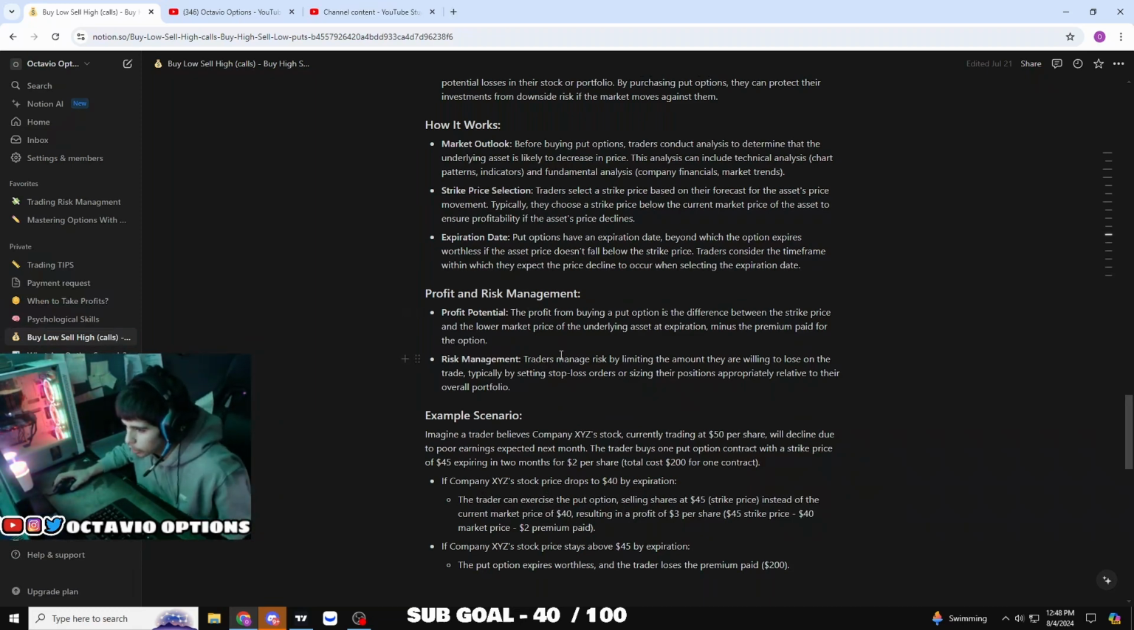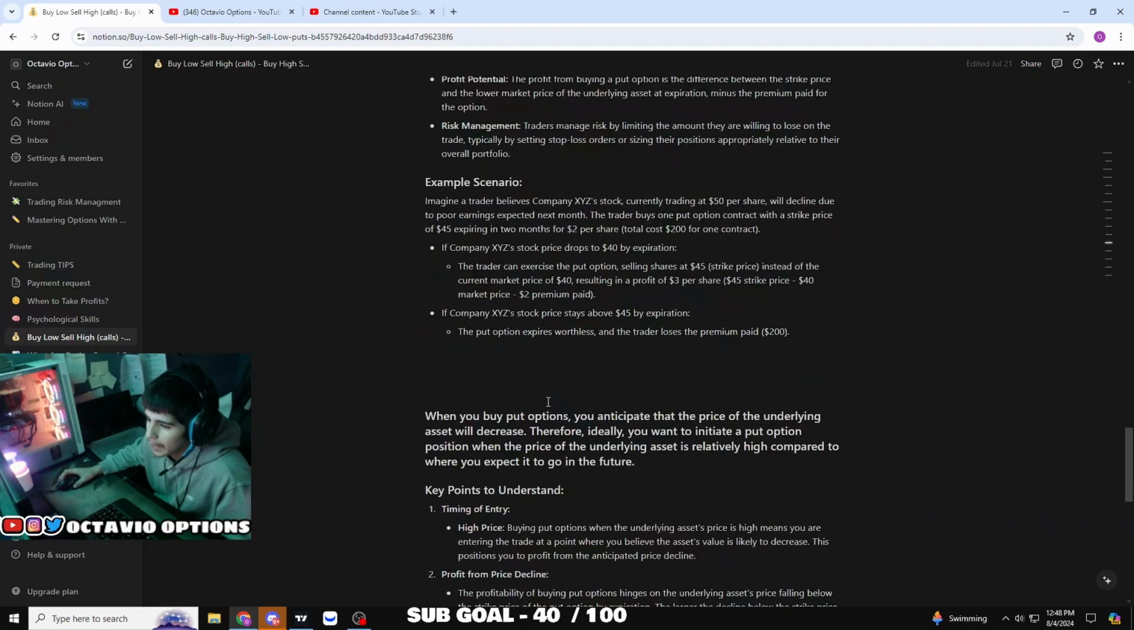Risk management. Traders manage risk by limiting the amount they are willing to lose on a trade. That's your stop loss, or how much you can lose within your account that day. Two trades, one day, one trade, whatever it is. Typically setting a stop loss order or sizing their position appropriately relative to their overall portfolio. Exactly. That's what you want to do.